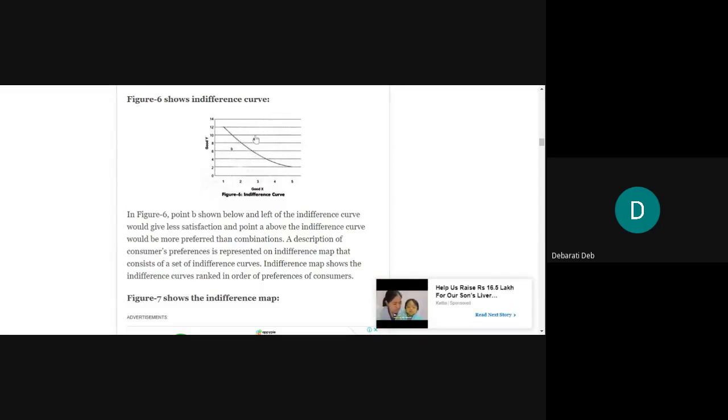Whereas if you consider the point A, then it is good. The combination at A will be somewhere around 3 for X and 10 for Y, almost like that, or 9, yeah, 9. So that combination of 3 and 9 quantities of goods will give a higher level of satisfaction to the consumer because it is falling above the indifference curve. So there is a concept of high level of satisfaction and low level of satisfaction. There is no exact measurement of the satisfaction of the consumer.